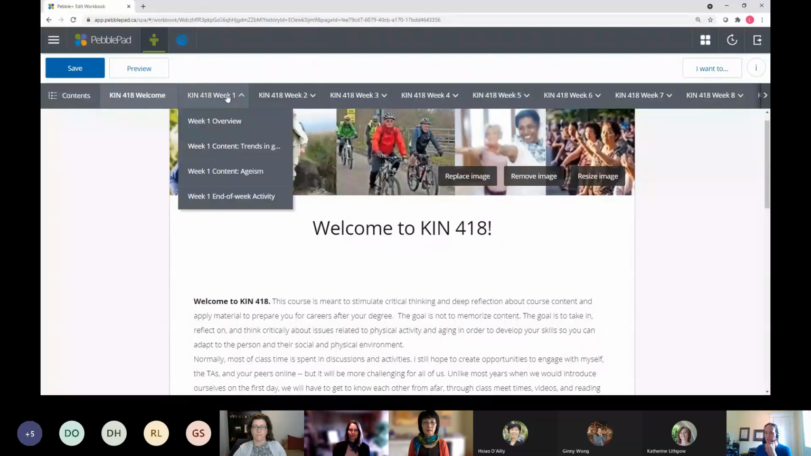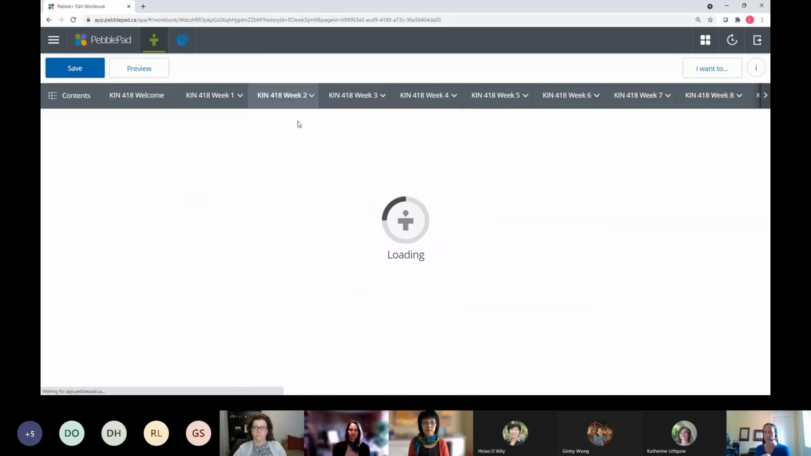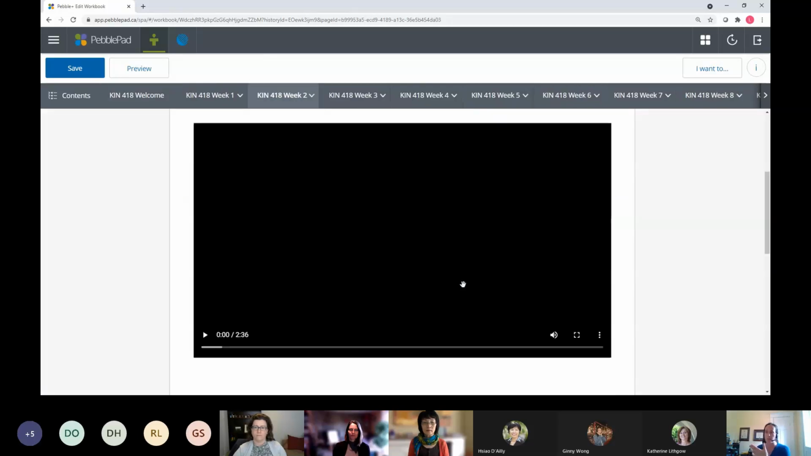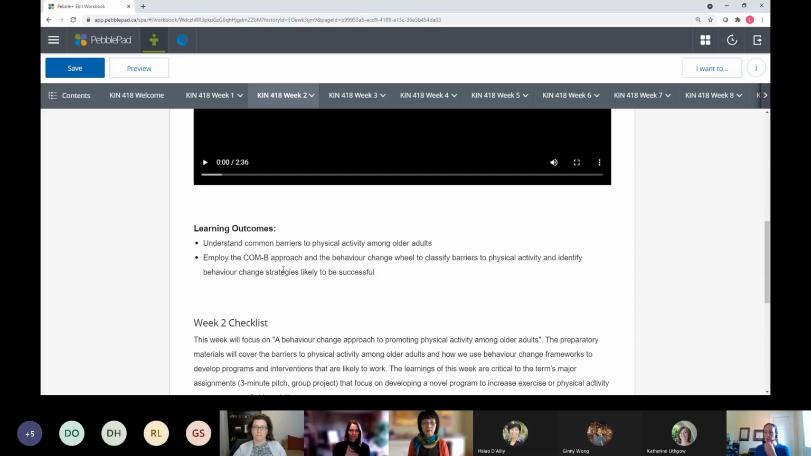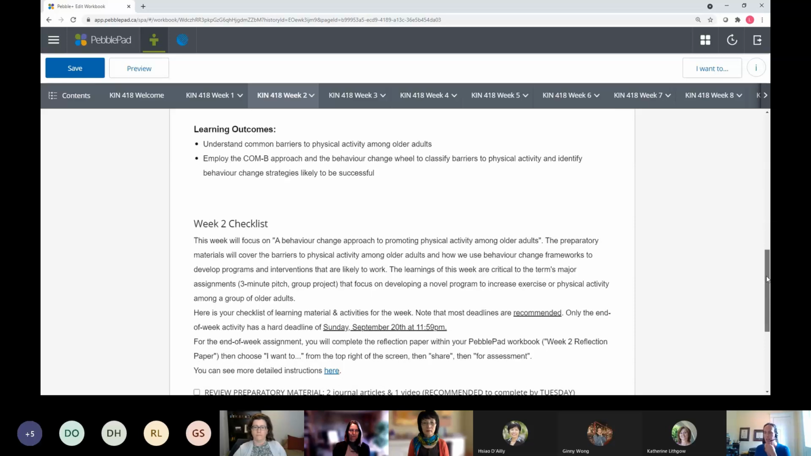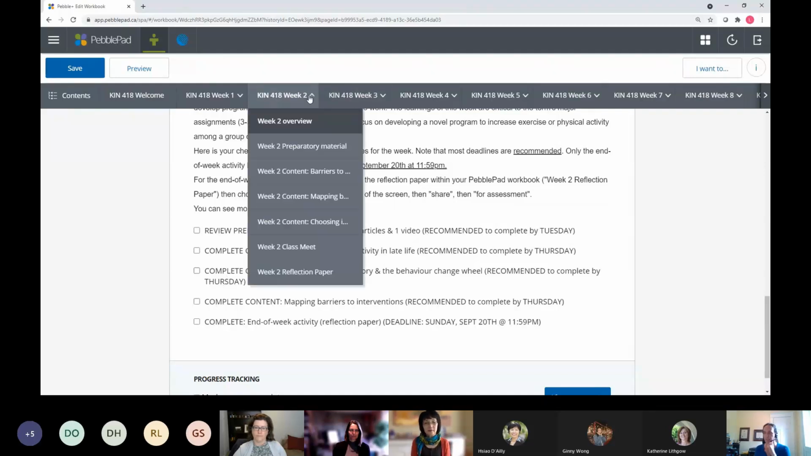Within each week, I had this same structure throughout. So it would start with a weekly overview where I would embed a video, a couple-minute video, telling them about what the goals of the week were and what the learning outcomes were. As all students seem to love, I had a to-do list or a checklist for each week that they could go through to make sure that they were meeting all the requirements.